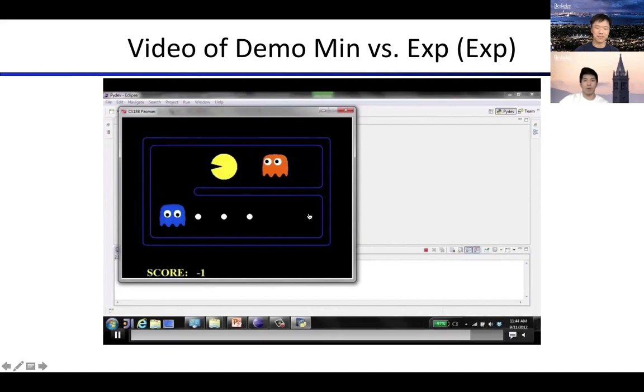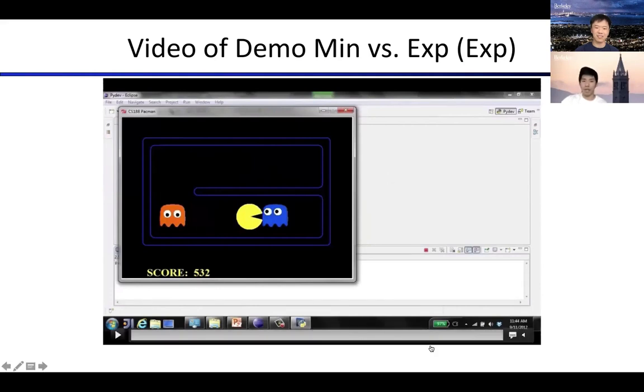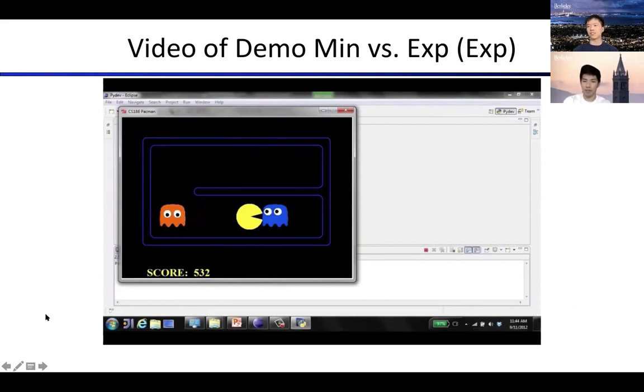After the first time step, the ghost actually went in the other direction. So in this case, Pac-Man wins. But again, our previous discussion involves only the minimizer playing optimally against the maximizer. So this scenario can never happen in that discussion.